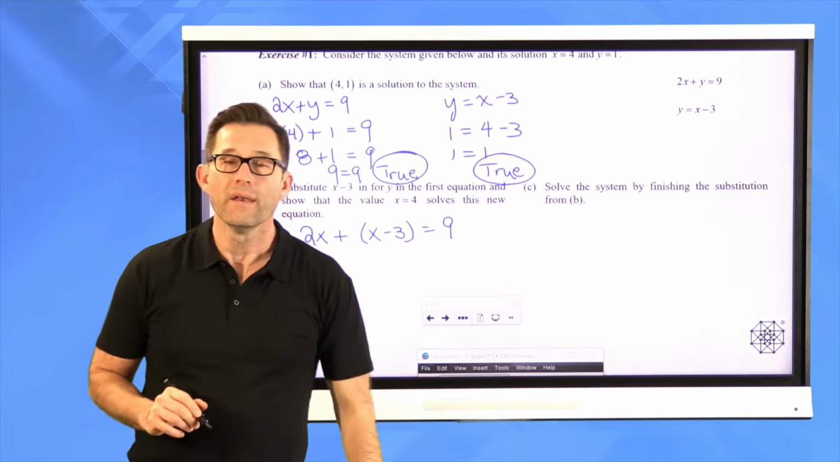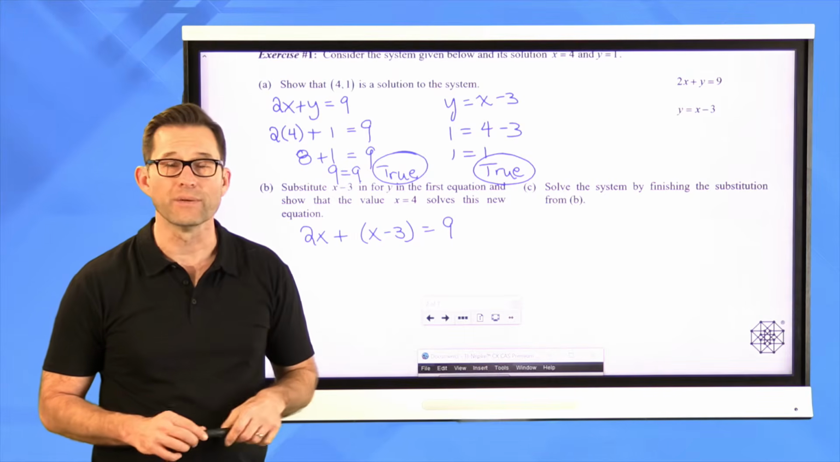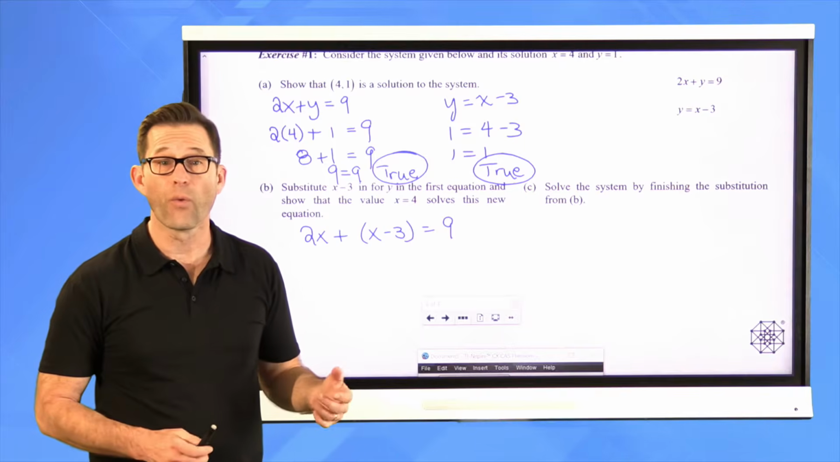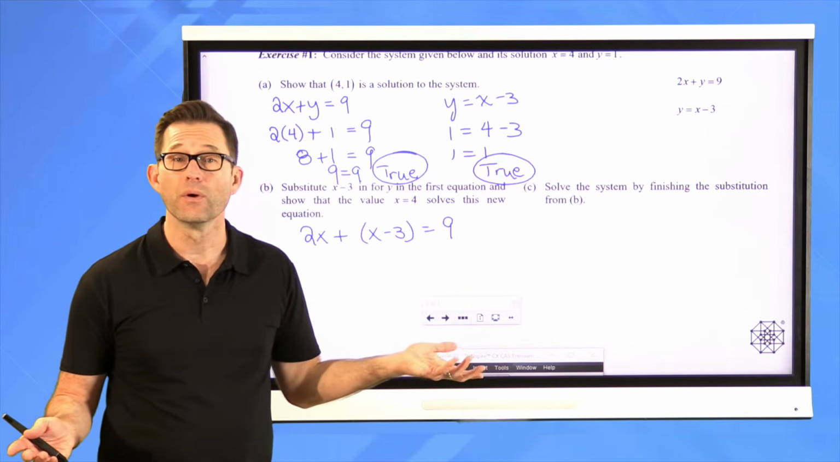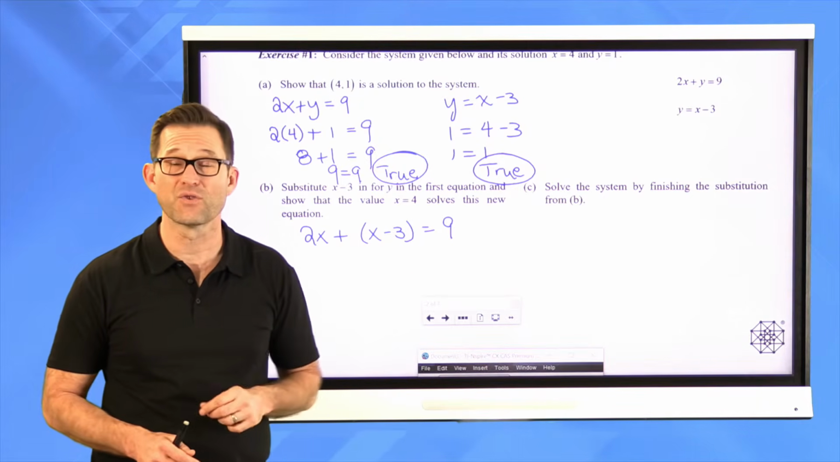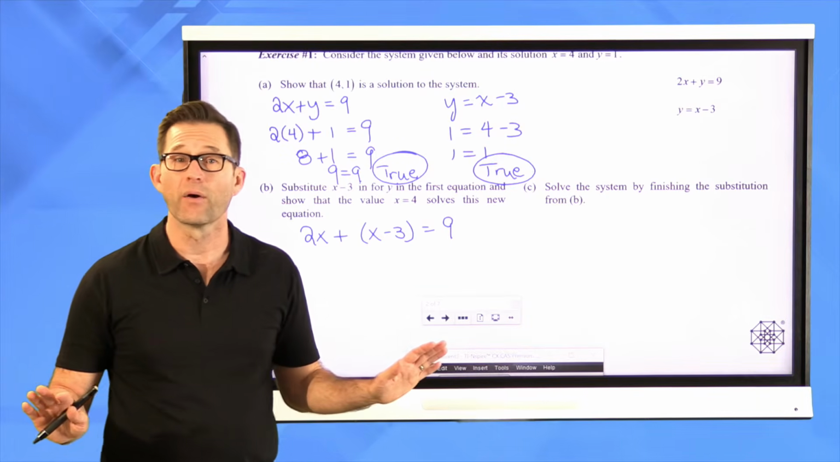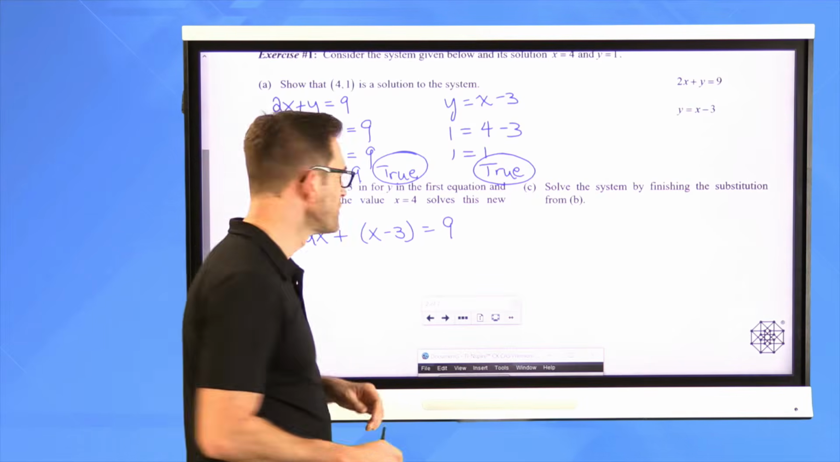Okay, now I want to show that x equals 4 solves this equation. There's two ways to do that. One way to do that is to take 4, substitute it into this equation, and show that it's true. The other way to do it is to solve this equation and see if the answer is equal to 4. Either one of them is completely acceptable, all right? In fact, I think I'm going to just solve this equation and show that x equals 4 solves it.